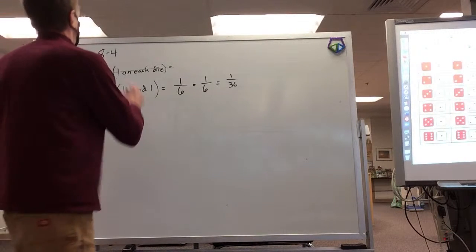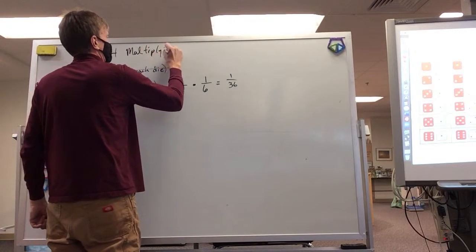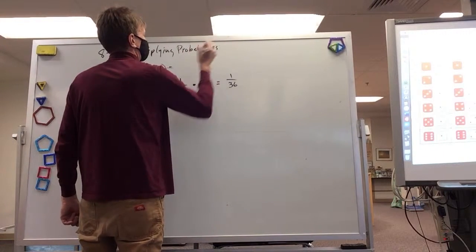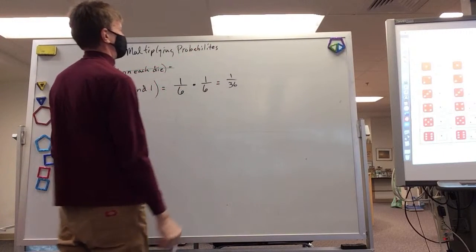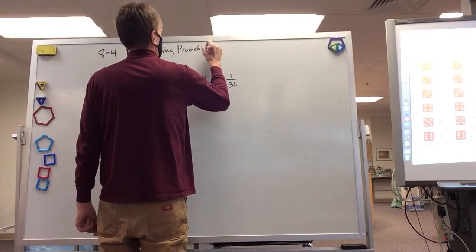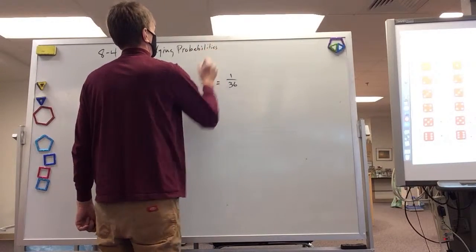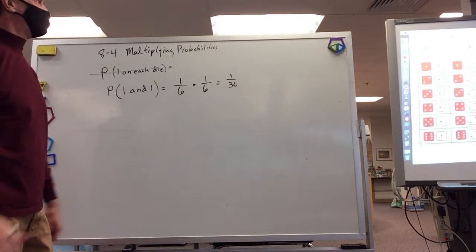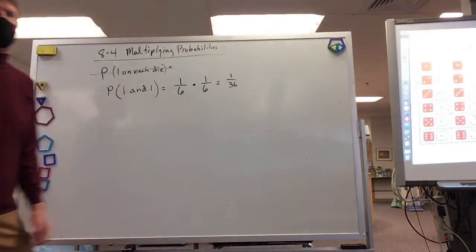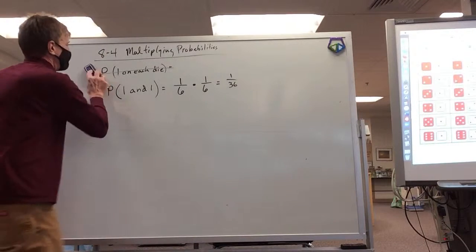Okay, 8-4 is called multiplying probabilities. Probabilities, is that spelled right? That doesn't look right at all. P-R-O-B-A. Yeah, that's right. Is that okay now? Yeah, we need you to help me. My spelling is less than desirable.